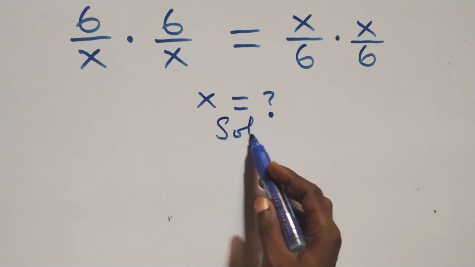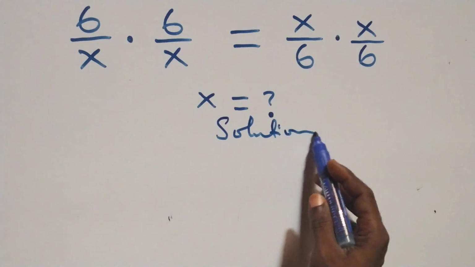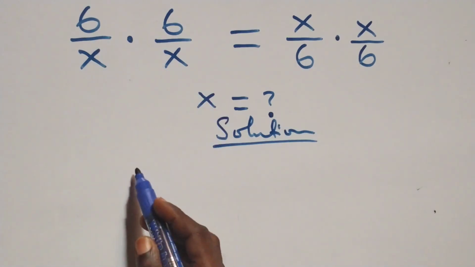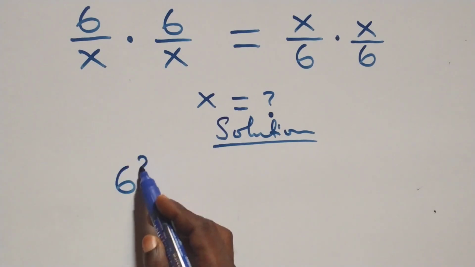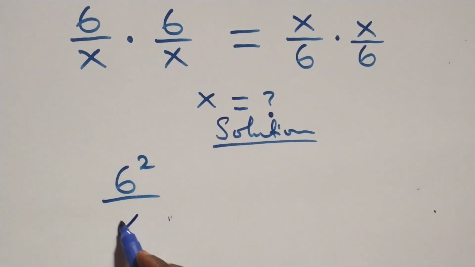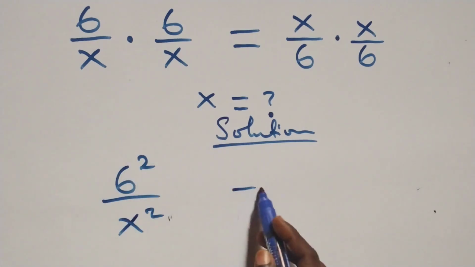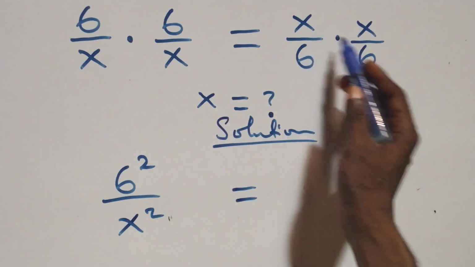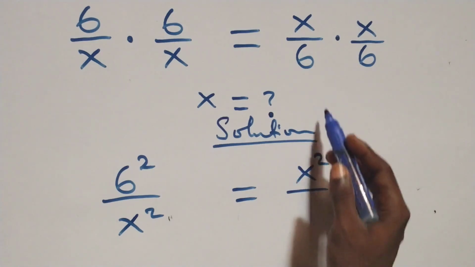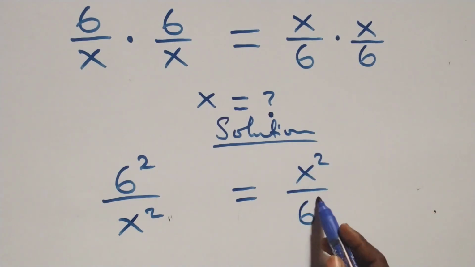Solution from here. From what we have here, we can multiply this directly. 6 times 6, we can express that as 6 squared, then over x times x, also that's x squared. Then equals to, on this side as well, x times x, that's x squared, then over 6 times 6, we have 6 squared.